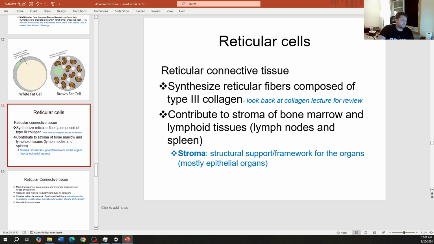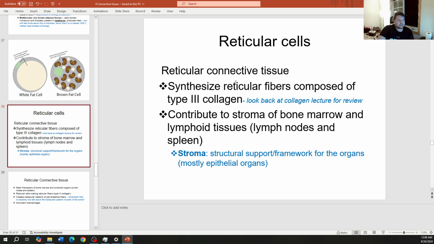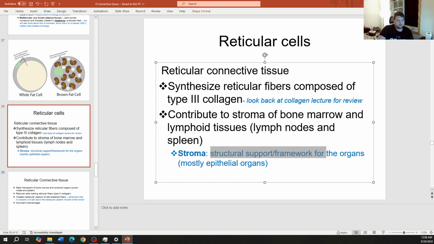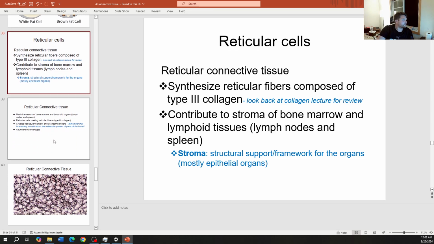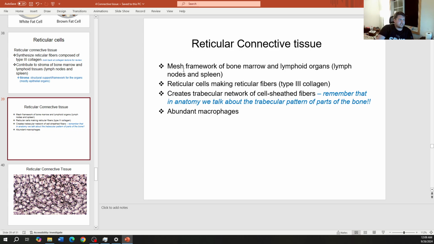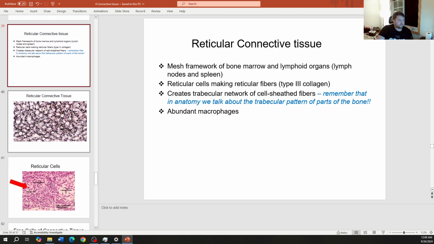Now we have reticular cells. Reticular connective tissue synthesizes reticular fibers, which are composed of type 3 collagen. We talked about the reticular cells back in the collagen lecture. These contribute to the stroma of bone marrow, the structural support framework for the organs, as well as for the bone marrow and for the lymphoid tissue, including the lymph nodes and the spleen. It's a mesh framework of the bone marrow and lymphoid organs. Reticular cells making reticular fibers creates the trabecular network in the bone, and you have lots of macrophages.